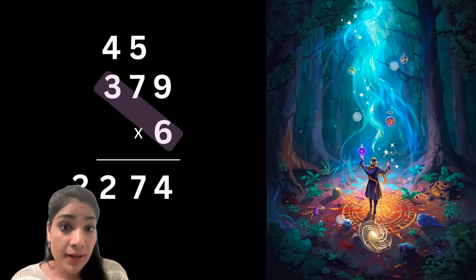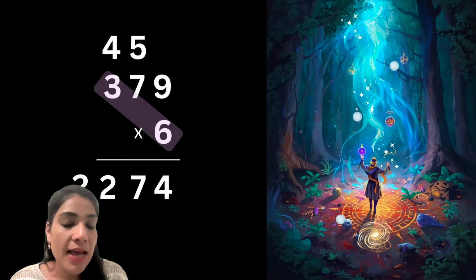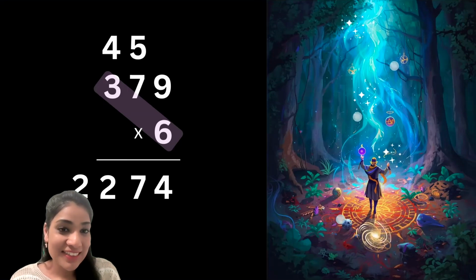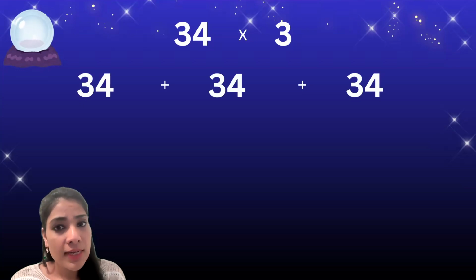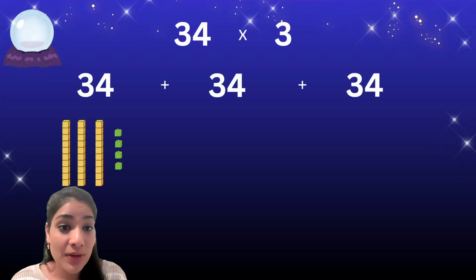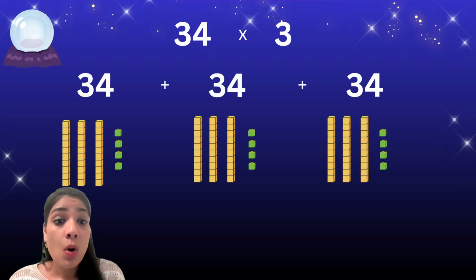Why are we lining it up and why are we multiplying each digit from right to left? Well, let's understand what's the magic that's happening behind it. Say we want to multiply 34 times 3. What we are actually doing? We're actually repeatedly adding 34 3 times. What is 34? Actually, 34 is made of 3 tens and 4 ones. So in total, what we are trying to find? Overall, how many tens and how many ones are there?